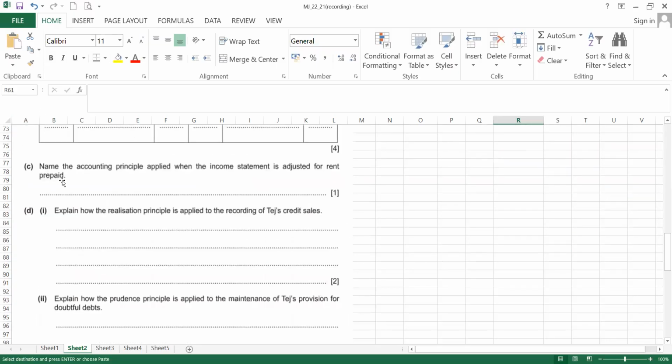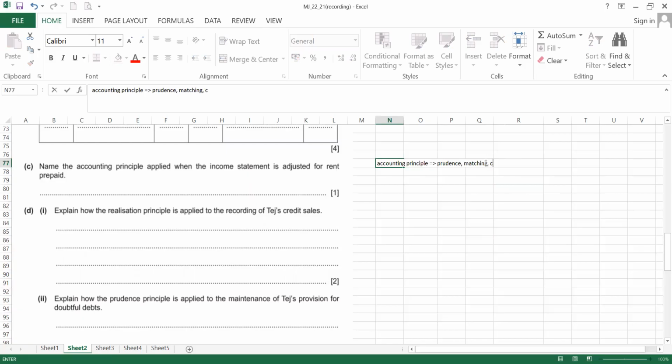Okay, for the C, they say name the accounting principle applied when the income statement is adjusted for the rent prepaid. So under the other payable, other receivable topic, there are three accounting principles. Just go for some revision: prudence, matching, and then consistency. So these are quite common three items that you're talking about in the topic.